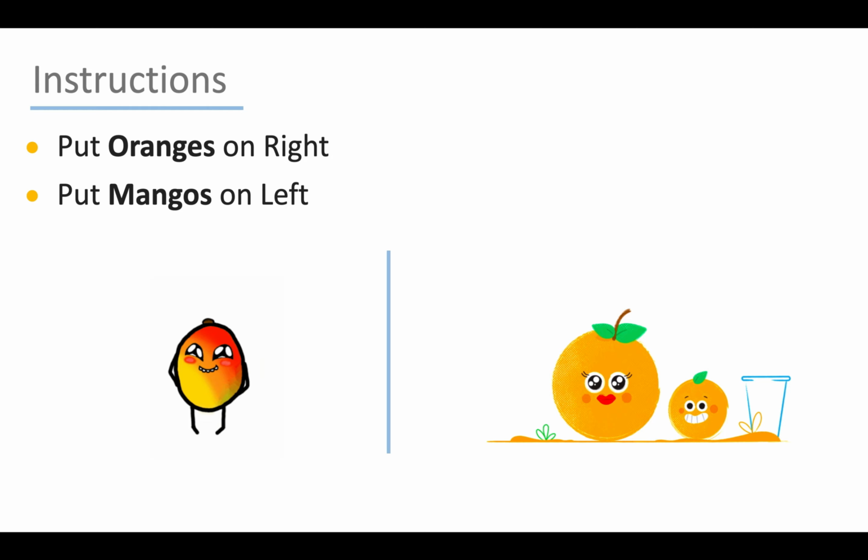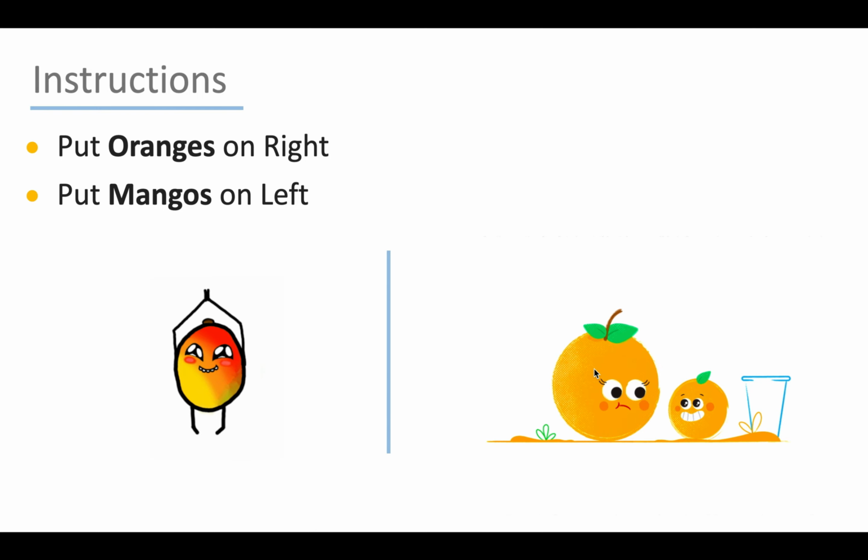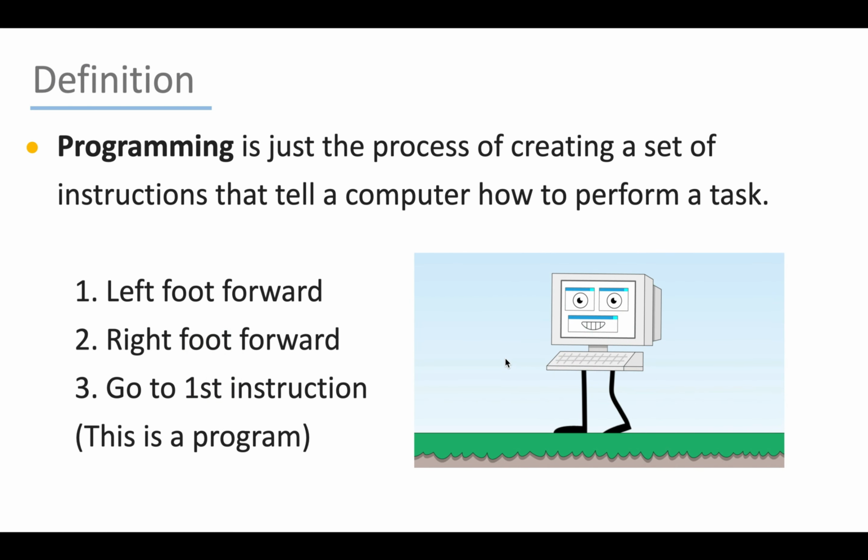So for that, you have assigned this task to your little brother and given him two instructions. That is, put all the oranges on the right and mangoes on the left. And by doing so, he completed his task. He put all the oranges on the right and all the mangoes on the left. Similarly, if you want to execute any task using computers, you have to assign them some instructions, by following which they can easily execute any task.